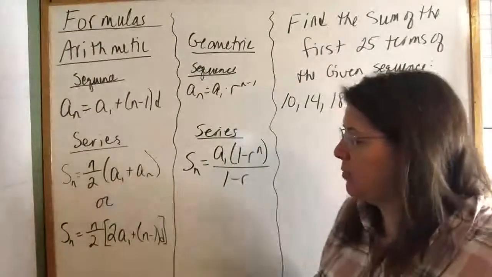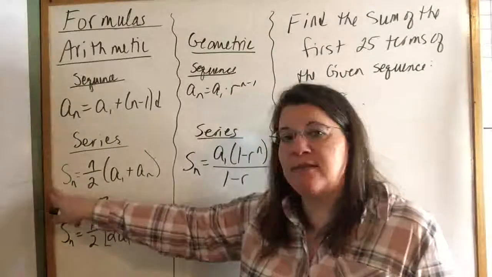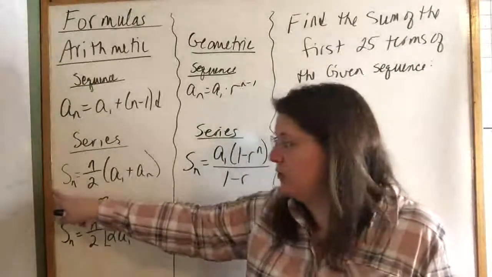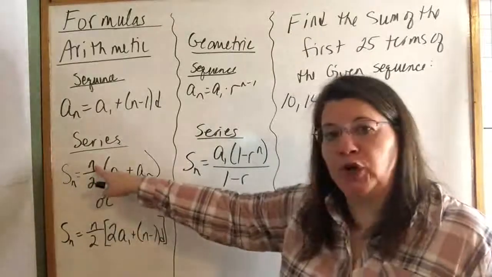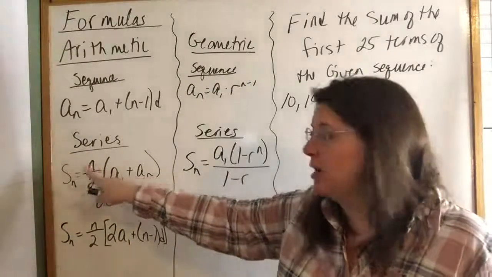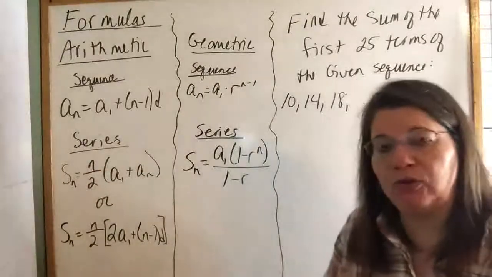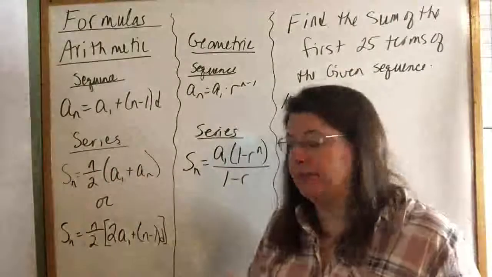And as far as what your variables stand for, S sub n means the sum of the first n number of terms. N is the number of terms that you're adding together. So if they tell you to add the first 10 terms together, N would be 10. If they ask you to add the first 20 numbers together, N would be 20.